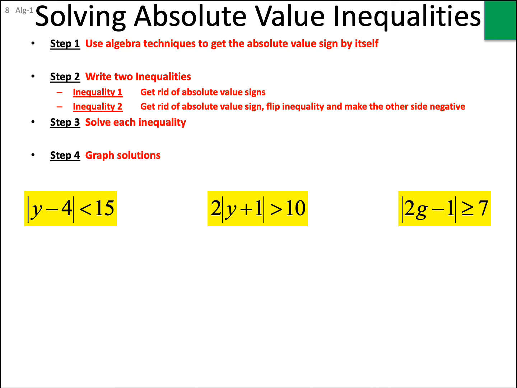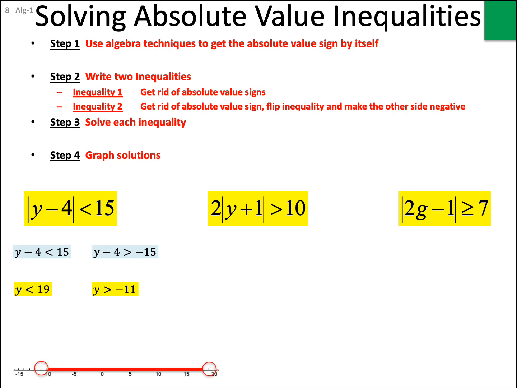Okay, let's see. First one, the absolute value is already by itself, so we just simply need to write the two inequalities, flip the inequality, make 15 negative for the second one. Add 4 to both sides. That will give me 19 and -11. So let's see, it's smaller than 19, bigger than -11. Open circle on both of those. There's my graph. It's kind of hard to see.